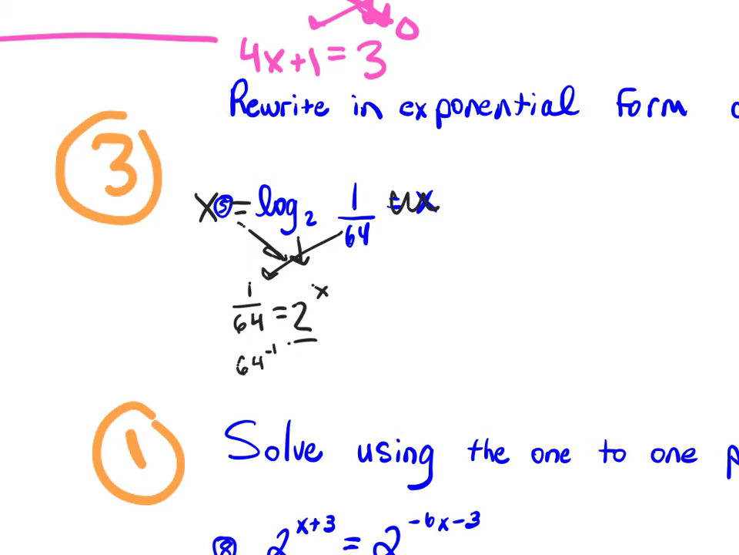So first we have to make it negative. And then we know that 64 is 2 to the power of 6. So we need it to be 2 to the power of negative 6. And this is equal to 2 to the power of x. Once our bases are the same, we cancel them out. Negative 6 is equal to x. Any questions here?